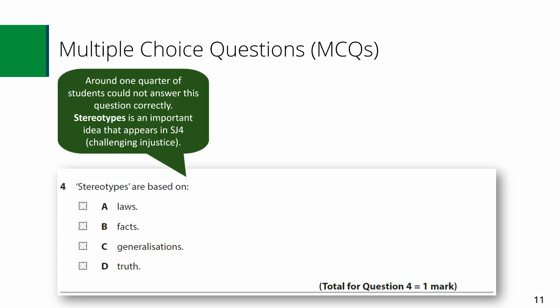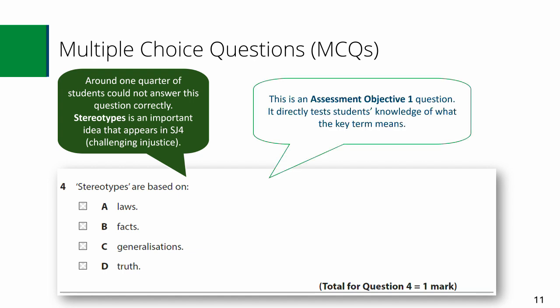Around 1/4 of students couldn't answer this question, for example. It asked them what a stereotype is. Now, this is a key idea that appears in the specification in the section dealing with injustices. What's important to realise here is it is a straightforward assessment objective 1 question. The students are being directly tested about what that term means. So, what is the correct answer? Stereotypes are based on generalisations.